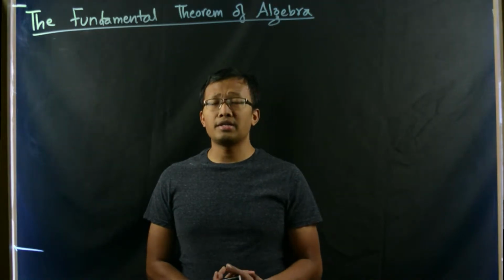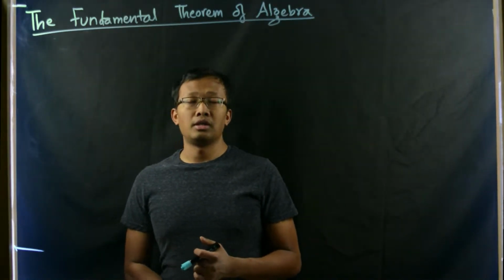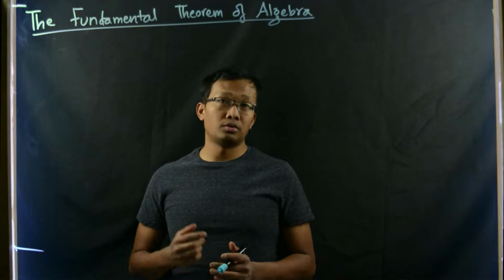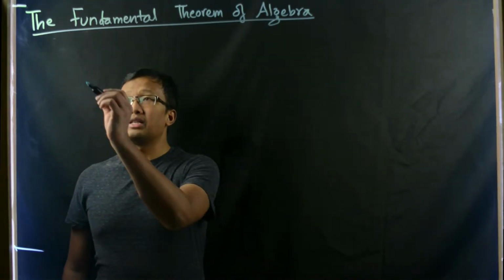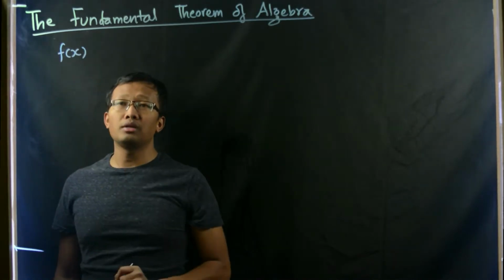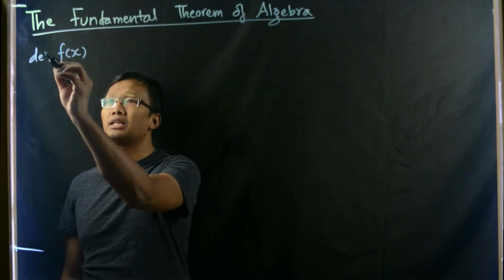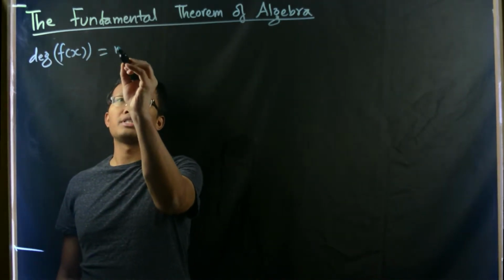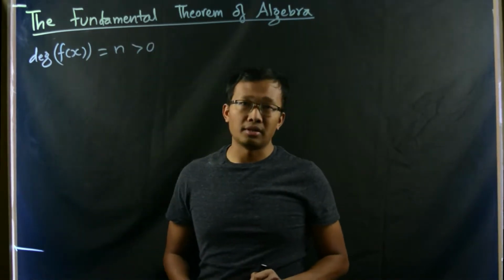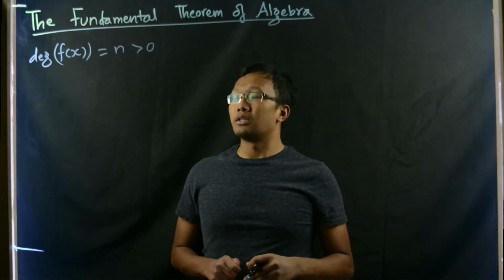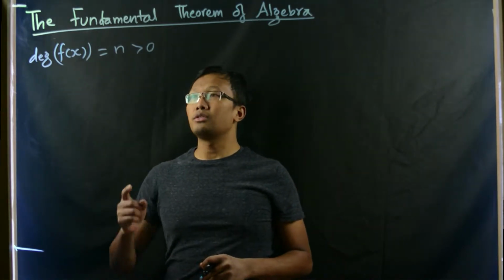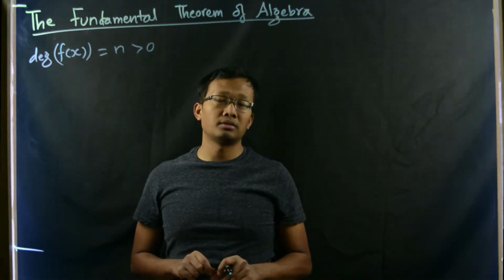In the course of finding zeros of a polynomial, it's very important to look at the fundamental theorem of algebra. Let's suppose f of x is a polynomial of degree n, where this degree is greater than 0. Then the fundamental theorem of algebra says that there is at least one zero of this polynomial.